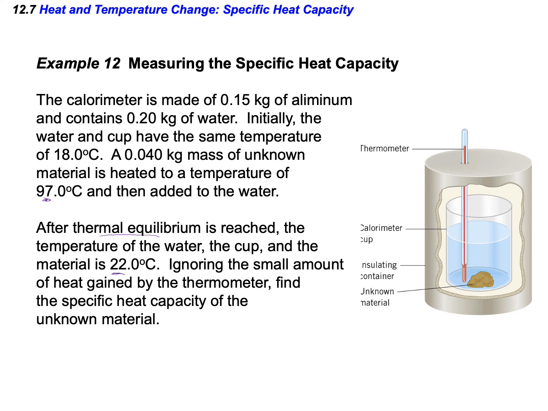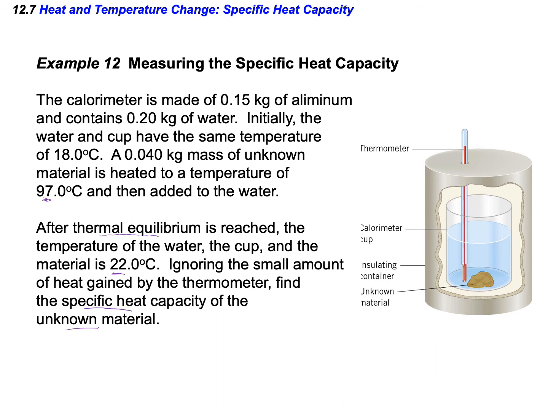So here you have to ignore the small amount of heat gained by the thermometer. You have a thermometer inside, which means it gains heat, but you are asked to ignore it, because otherwise you have to consider the mass of the thermometer and specific heat capacity if you want to do the calculation. But if it's a very small amount, you can ignore that. And the question is, what is the specific heat capacity of the unknown material?